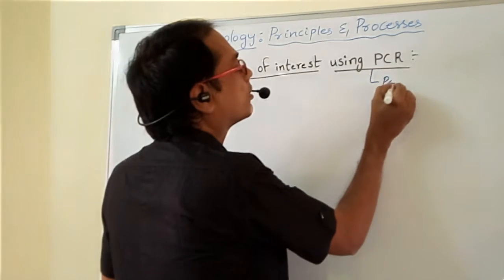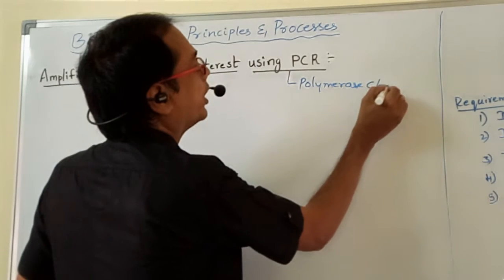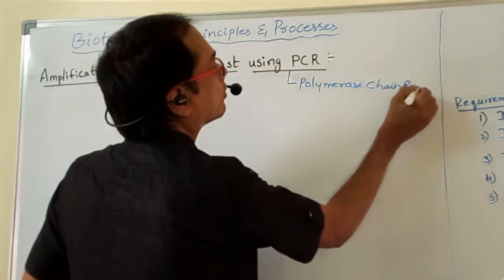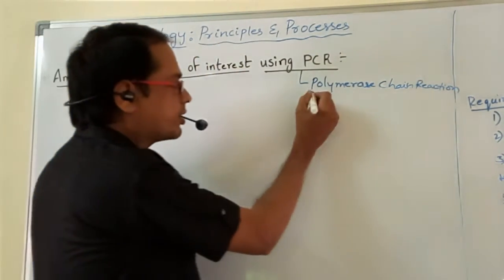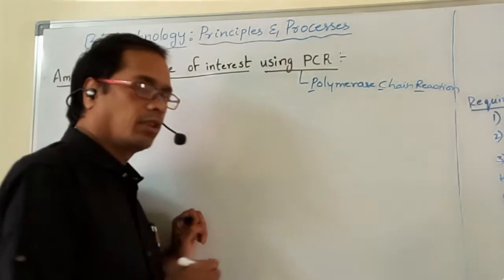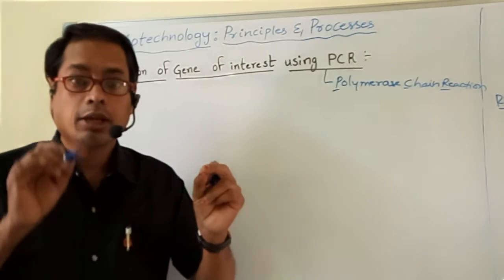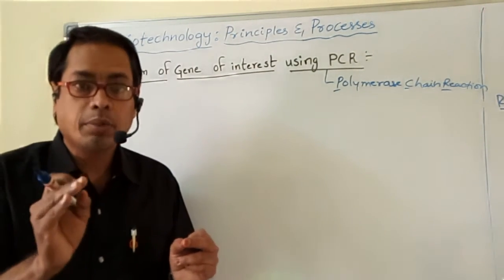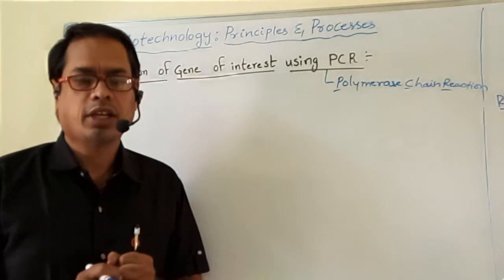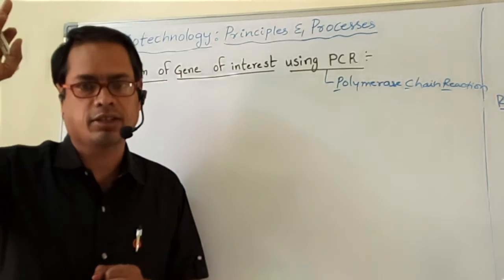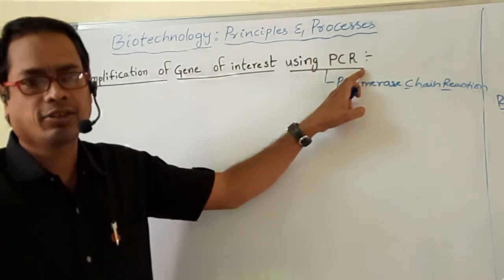PCR means polymerase chain reaction. PCR full form means polymerase chain reaction. So amplification of interest gene can be done by using PCR method. Don't say PCR cycle. PCR cycle means the C3 cycle, that is photosynthetic carbon reduction cycle. So you have to say only PCR.